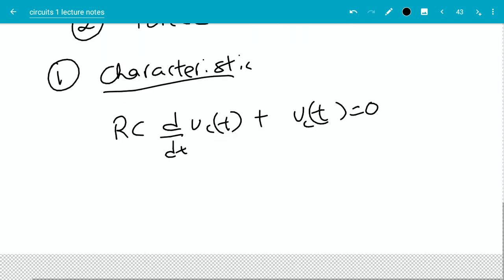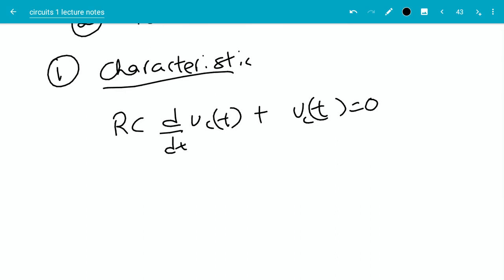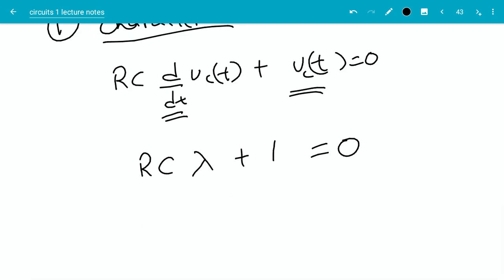When you're solving for the characteristic solution, I don't want to go into details of why we do what I'm going to do, but I'm just going to say what we're going to do. If we have a derivative, you replace that with lambda. If you have a double derivative, replace that with lambda squared, and so on. So I'm going to say RC times lambda plus 1 equal to 0, right? And 1 would be the case when there is no derivative. And this is called the characteristic equation of the differential equation.